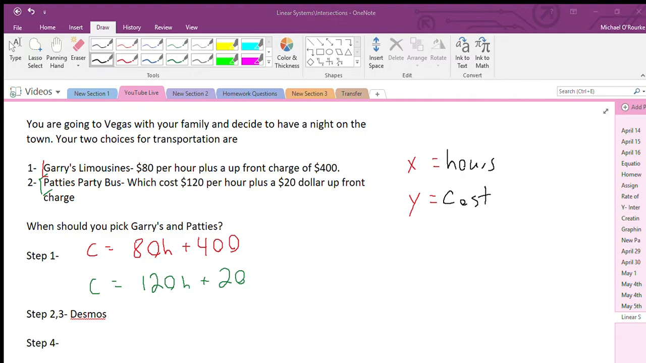So let's graph these on our Desmos. Cost equals 80x plus 400. And this one was cost equals 120h plus 20. So our blue line sits lower apparently.